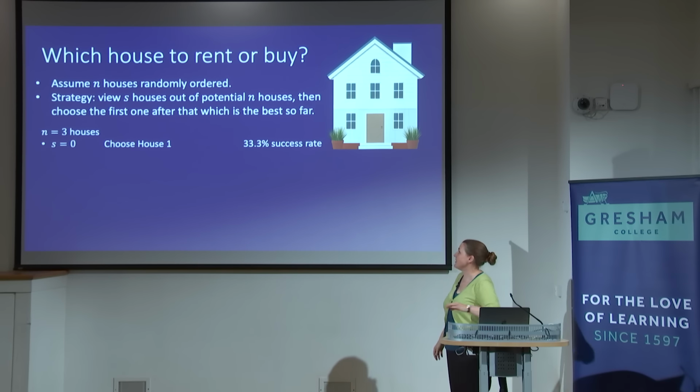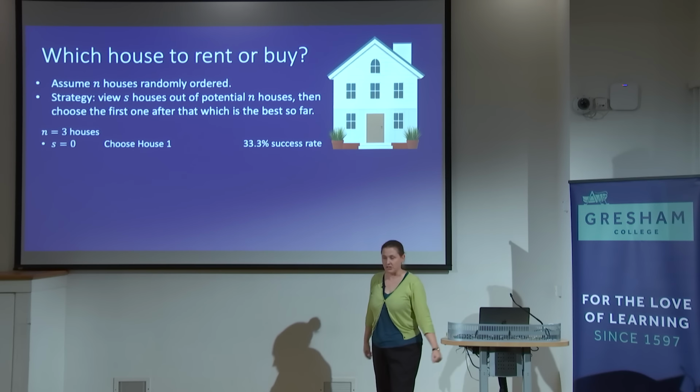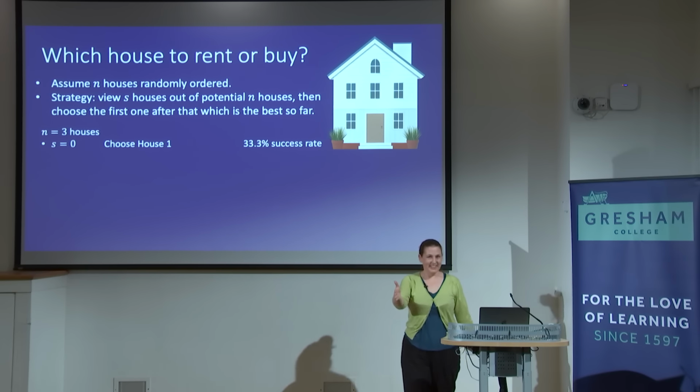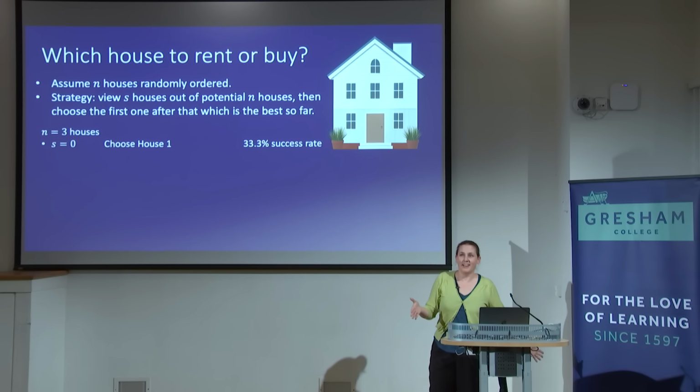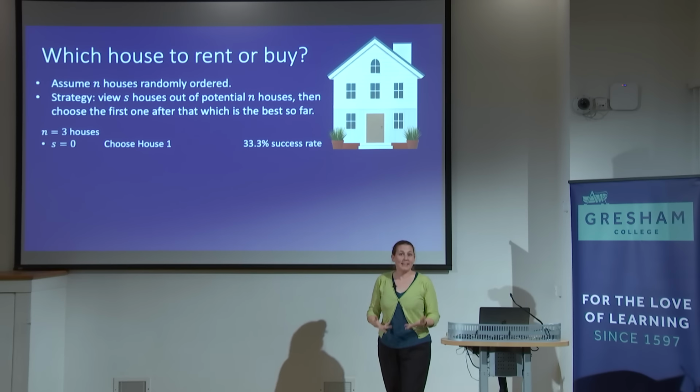You could have a sample size of 0, i.e. you're not looking at any, and then you start doing the strategy, which is for any house, we're going to take it if it's the best we've seen so far. Well, if you don't look at any, then the first house is going to be the best you've seen so far, so you'll take it.